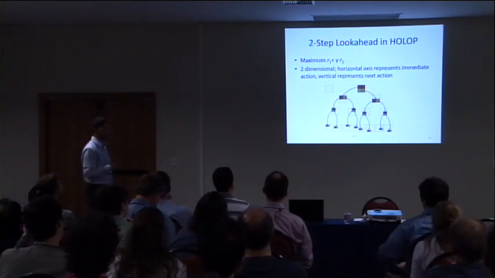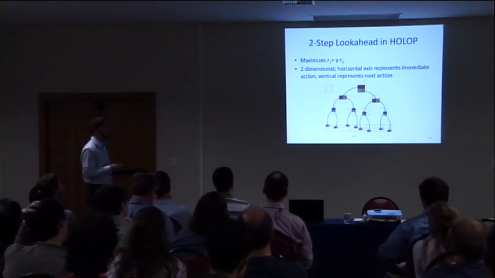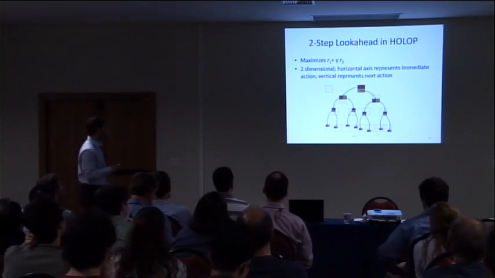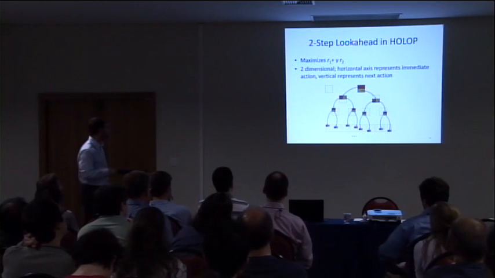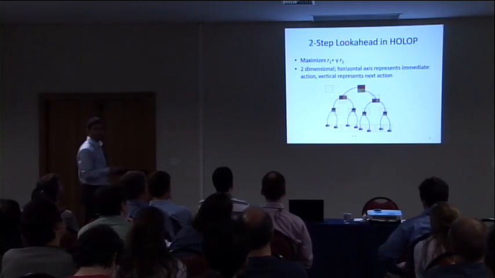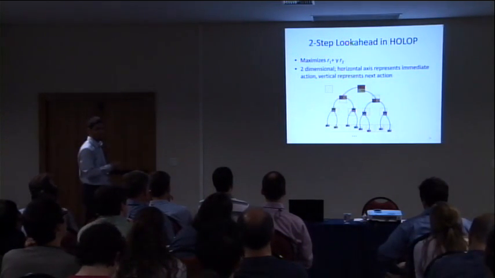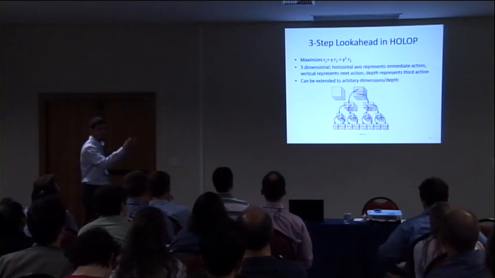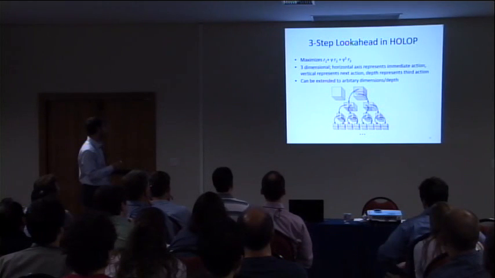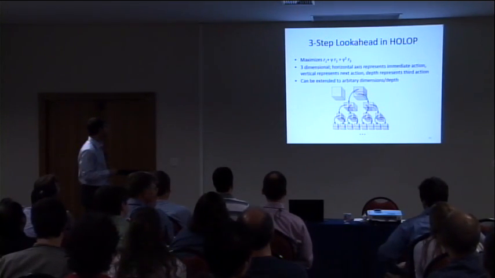But if we're doing 2 steps of look ahead, now we're trying to maximize R1 plus gamma R2, where R1 is the immediate reward we get, and R2 is the reward that we get at the following step. So here the horizontal axis represents the immediate action, and the vertical axis represents the next action that we take in the sequence. And so we can keep generalizing this out. If we do 3 steps of look ahead, we're now trying to do optimization in 3-dimensional space.